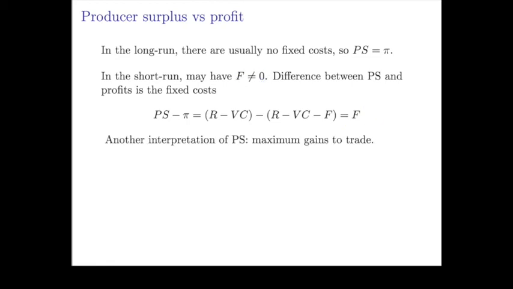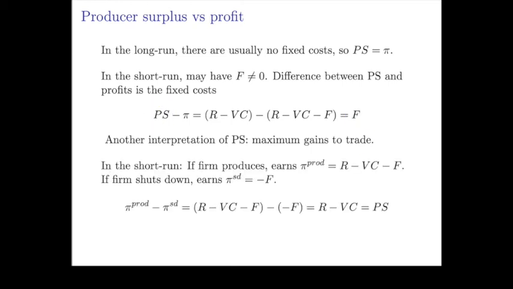So another interpretation of the producer surplus is the maximum gains from trade. So what does the producer gain from being able to trade? They've already suffered the fixed cost. So if you said, hey, listen, I'm going to shut down the market, what does the producer have to lose? They've already, remember, at that point, the fixed cost would be a sunk cost. But what does the producer have to gain from being able to participate in the market? That's the producer surplus.